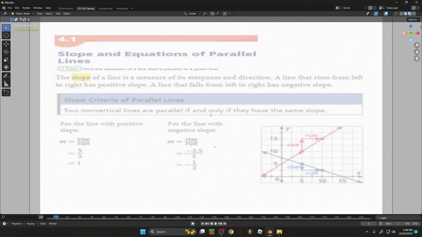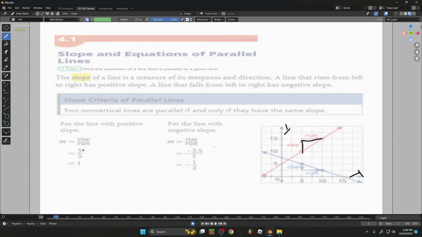So rise, you can see here, and run. The rise is up and down, run is left to right. So rise is the y value, because this is y, and run is x.